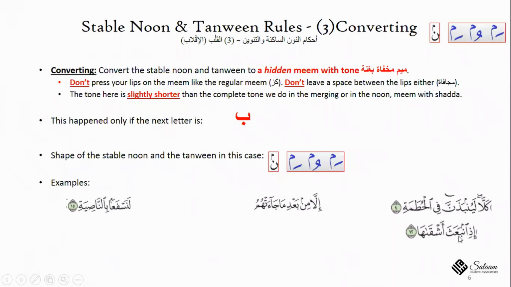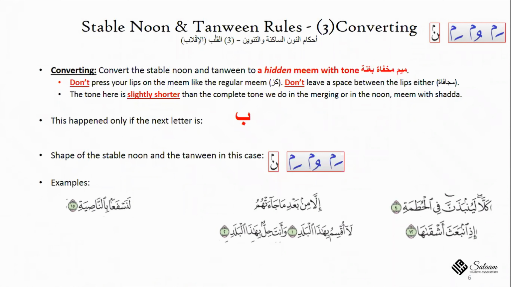See? Meme. Here the same thing. This is tanween. It's written this way. Ba after it, we do converting.